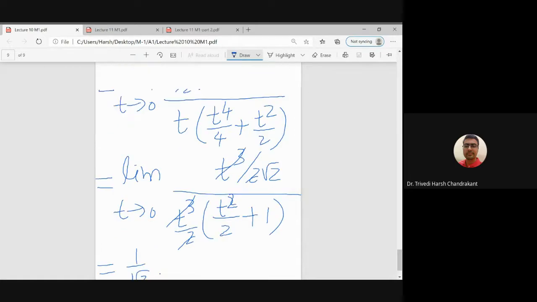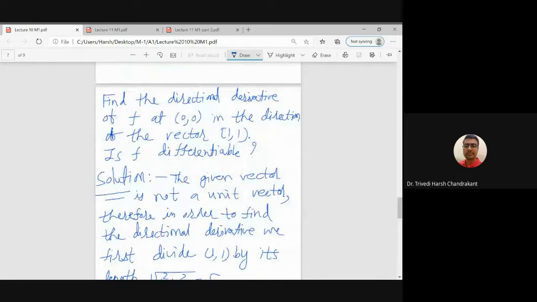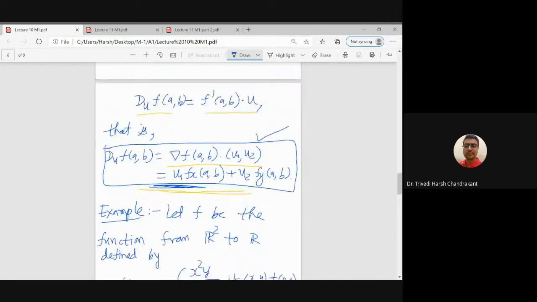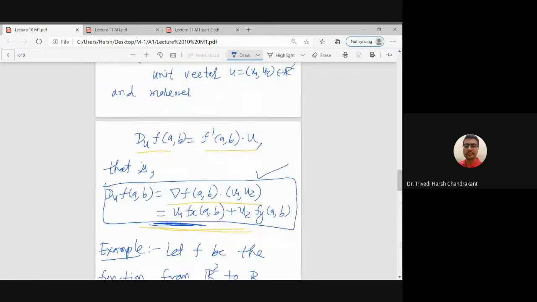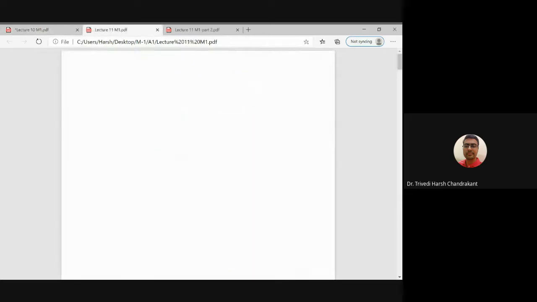What we have not verified was the differentiability, whether the function is differentiable or not. So what was the previous result? The previous result says that if the function is differentiable, then this equation is satisfied. So let us verify this equation. First of all, we need fx and fy at the given point, which is the origin. So let us find fx and fy at the origin.